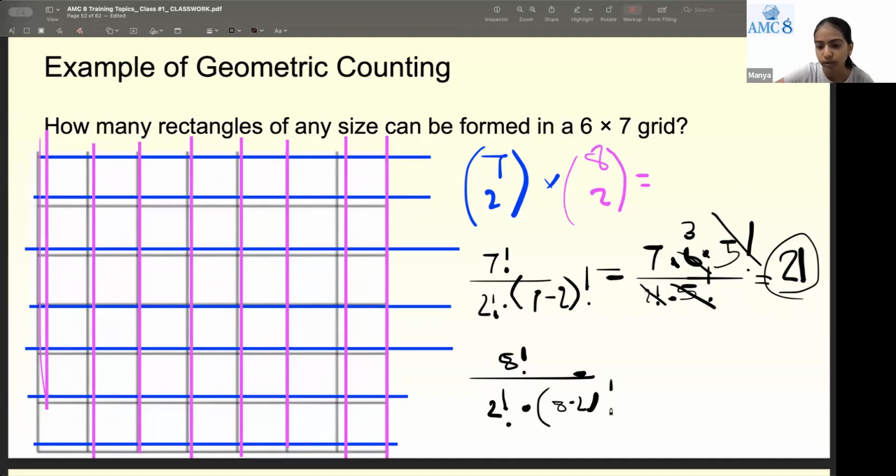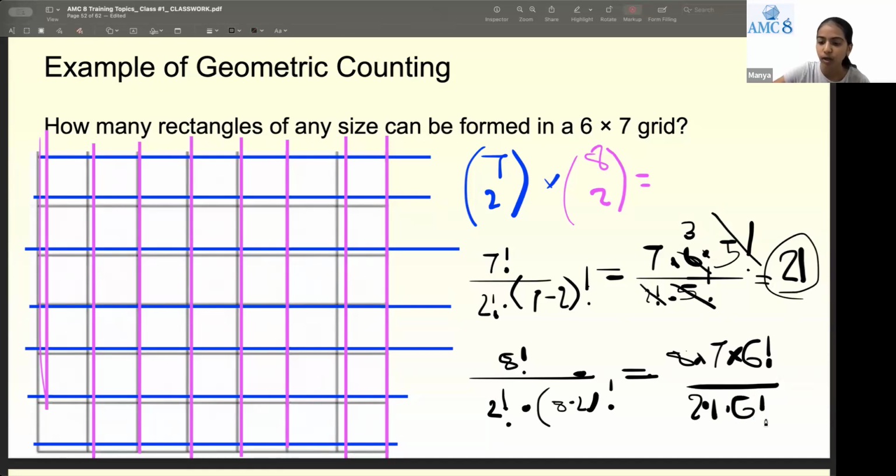This would be equal to 8 times 7 times 6 factorial, divided by 2 times 1, which is just 2 factorial, 2 times 1 times 6 factorial.